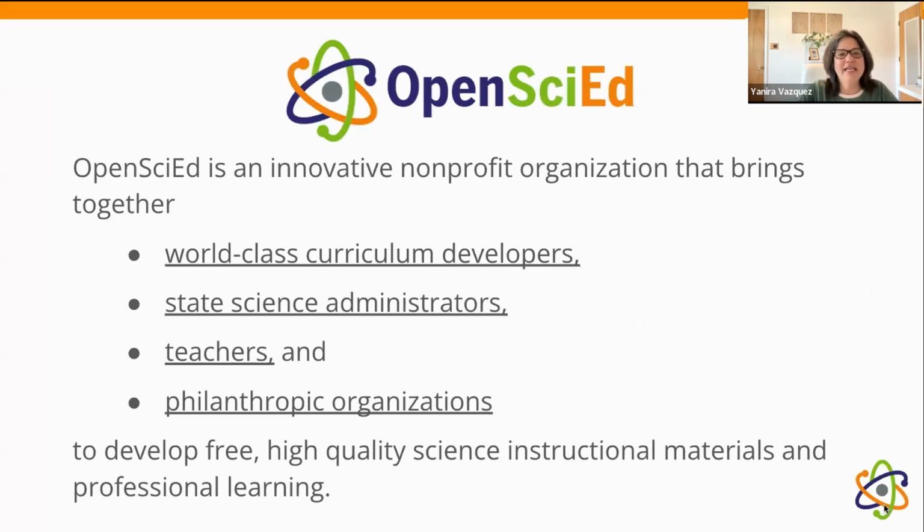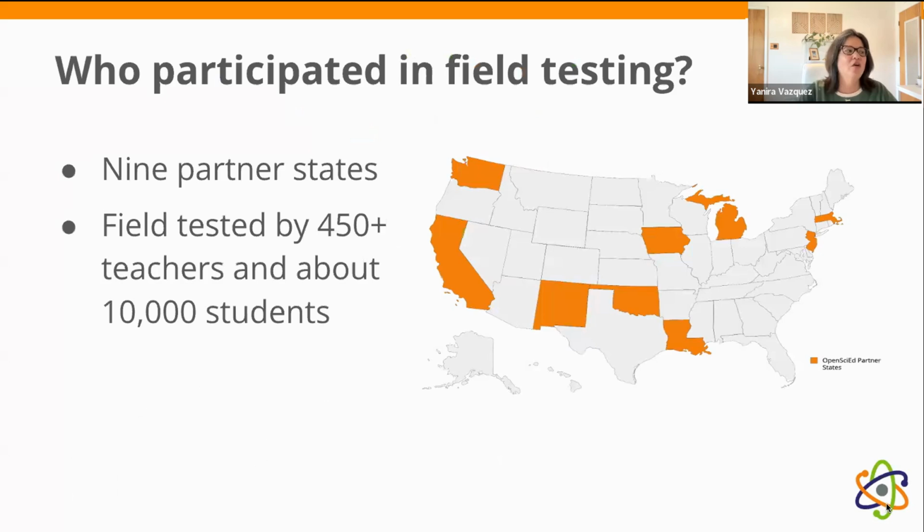First, OpenSciEd is an innovative nonprofit organization. We bring together fantastic curriculum developers, science administrators, teachers, and philanthropic organizations. We develop free, high-quality science instructional materials and the professional learning aligned to those materials. For the field test, we had 9 states join us, which meant that we field tested our materials with over 450 teachers and about 10,000 students. They were wonderful in giving us feedback to make these units the very best they could be.